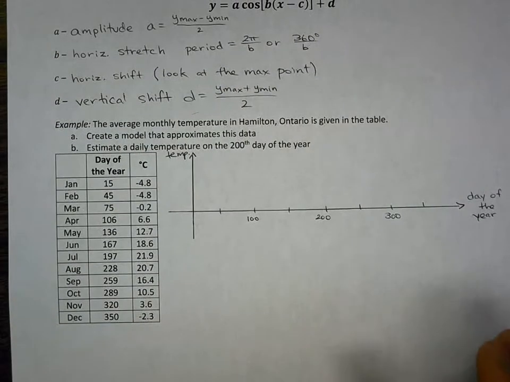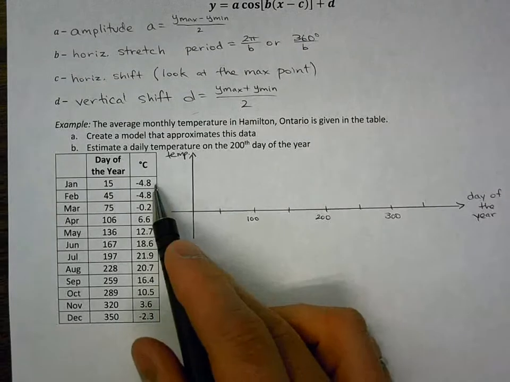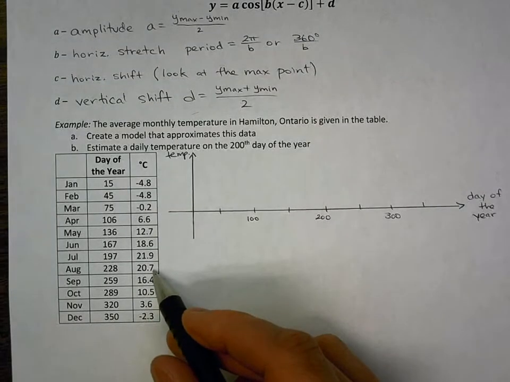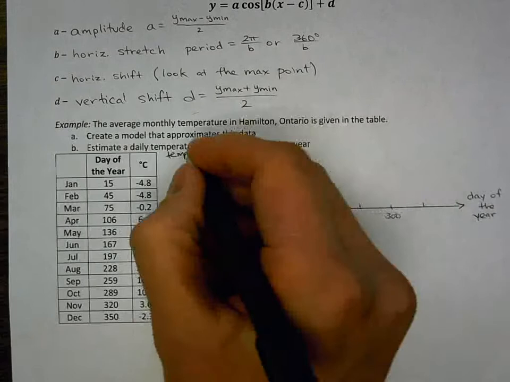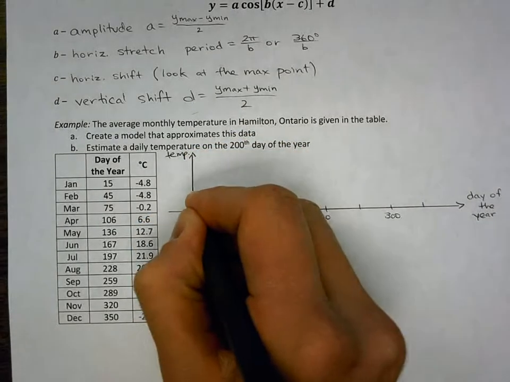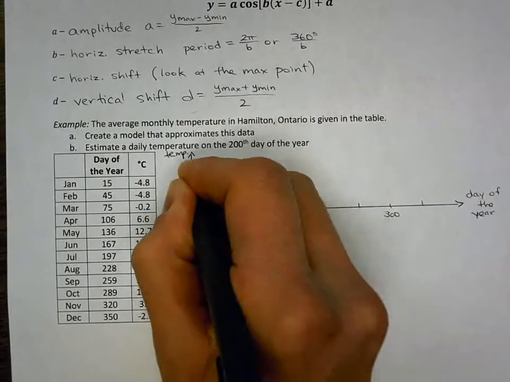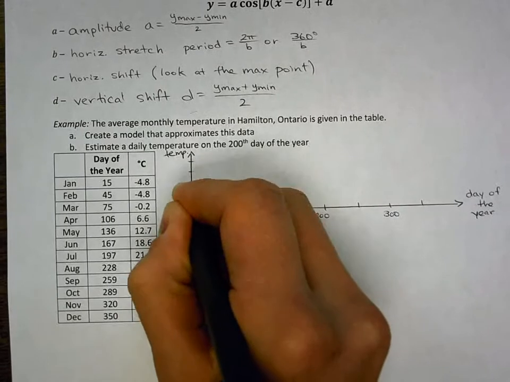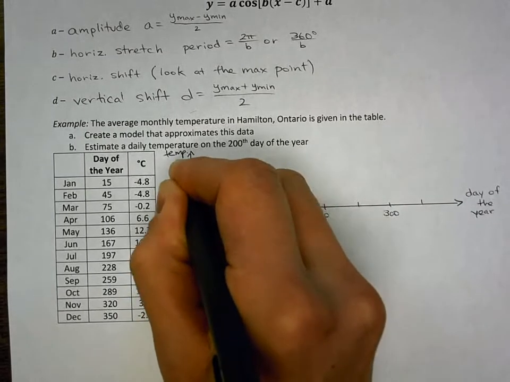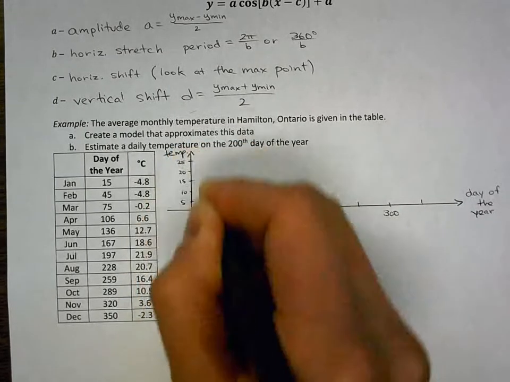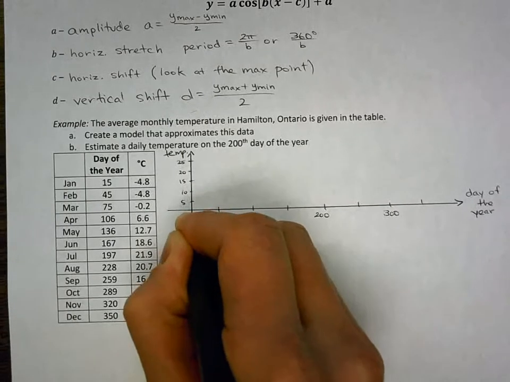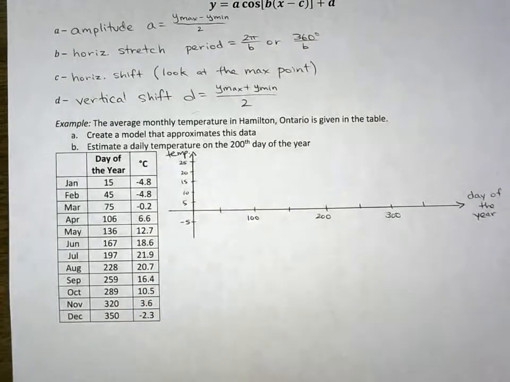And then we also, okay, the temperatures go down to -5 and they go up to 21, so let's say 25. So 5, 10, 15, 20, 25. And -5. Okay, so let me sketch some of these points.